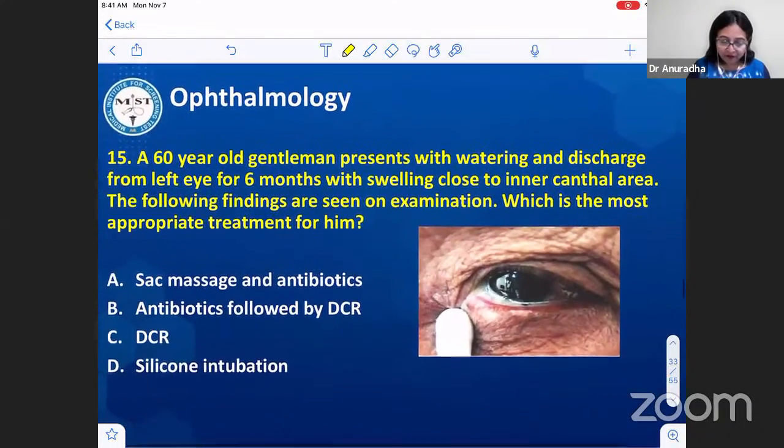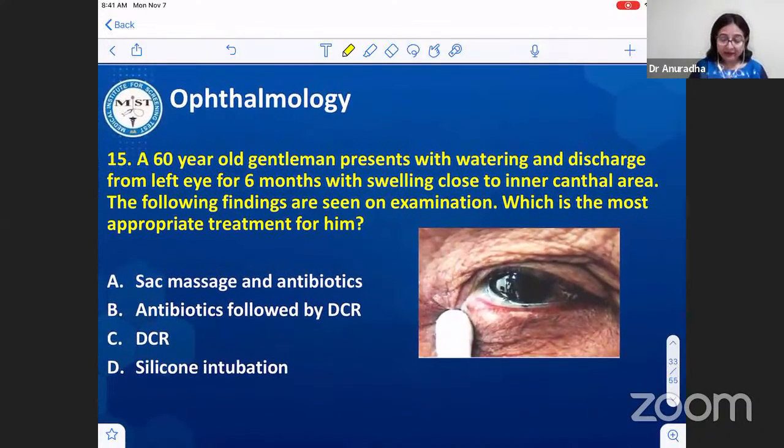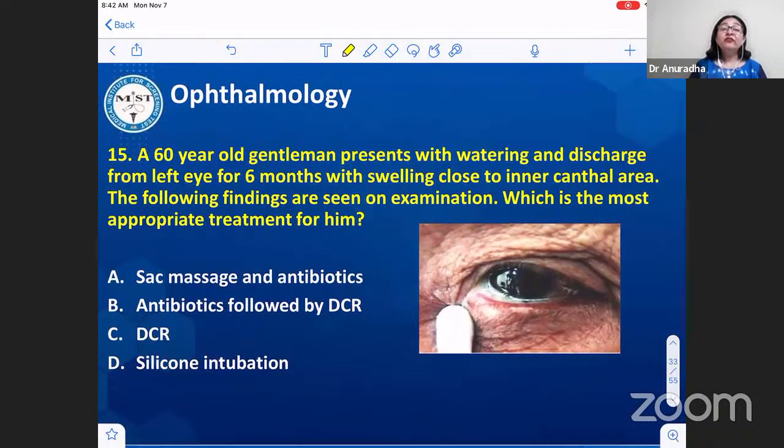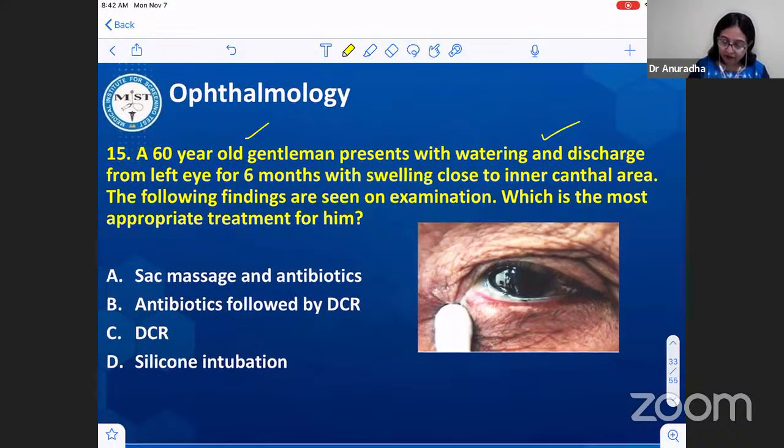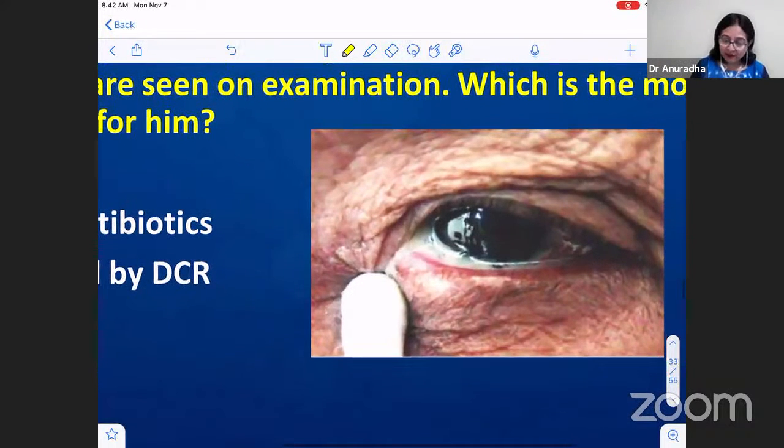Moving on to the next question. A 60-year-old gentleman presents with watering and discharge from the left eye for 6 months with swelling close to the inner canthal area. So an elderly person is having watering and discharge as well as swelling in the inner canthal area, right? The following findings are seen on examination. So look at this. What are the findings seen on examination?